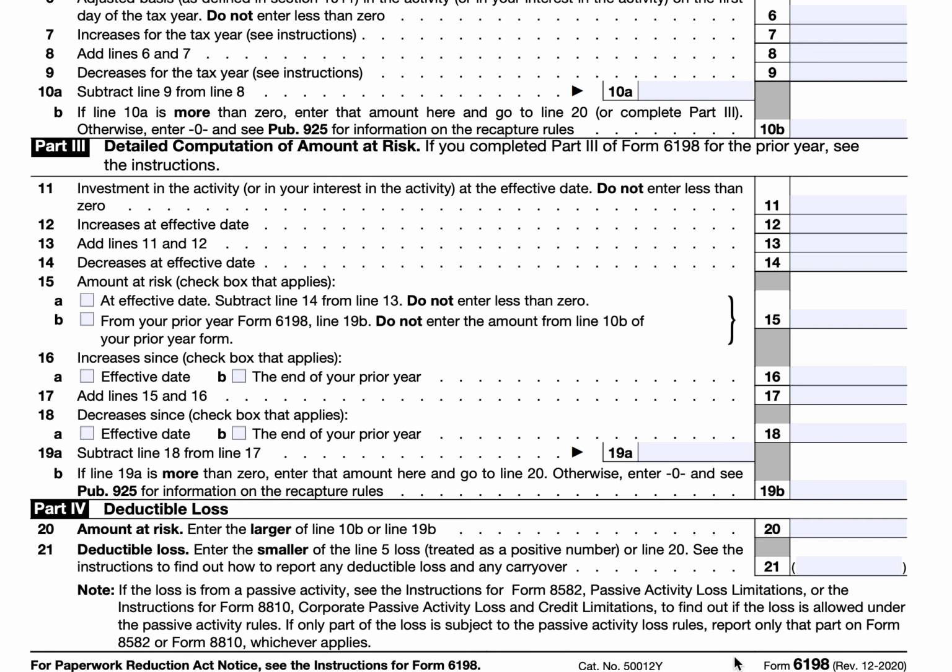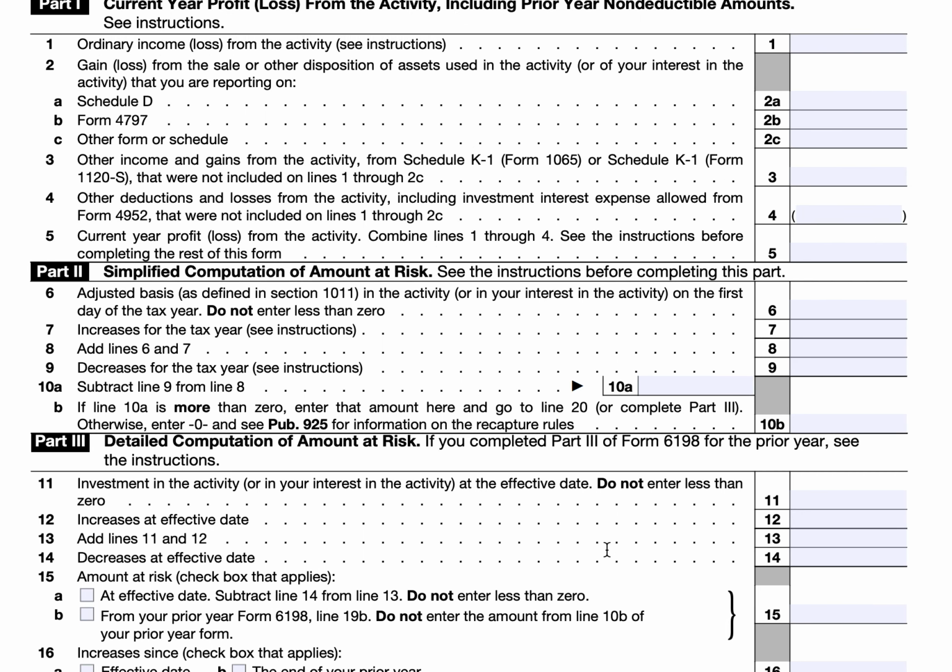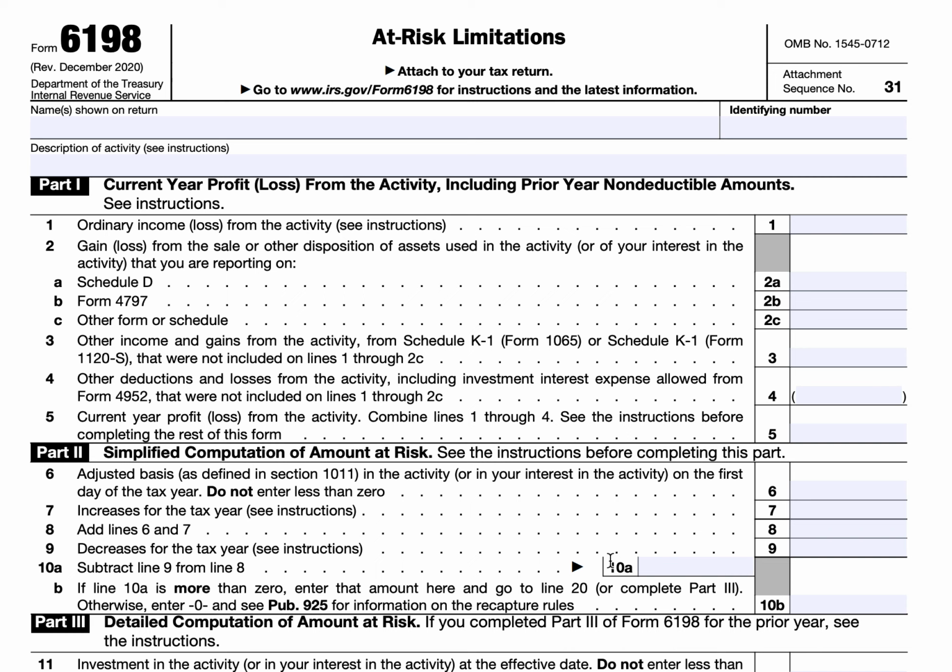So additional rules do apply if you have losses from a passive activity loss. Then you would have to go to Form 8582, corporate passive activity loss and credit limitations. Then you would go to Form 8810, the instructions on there. So I think that is it for this form.